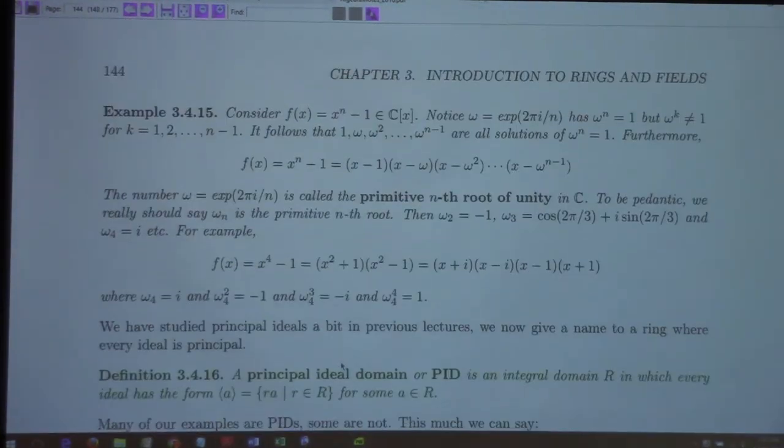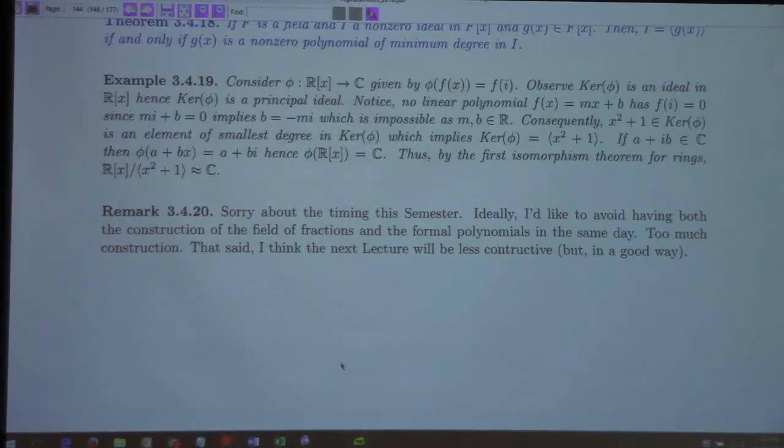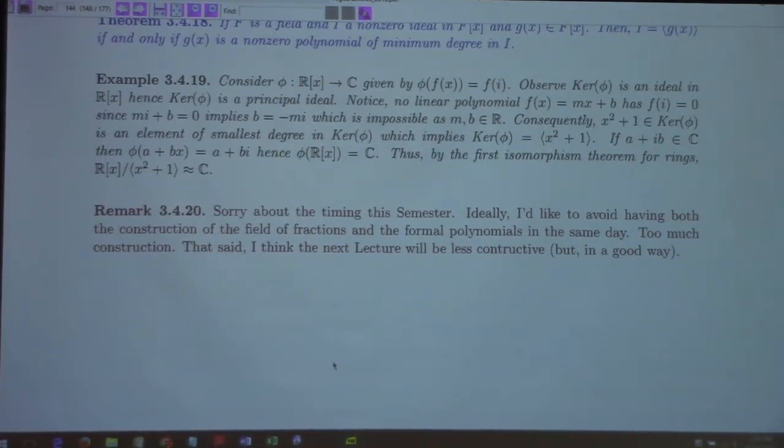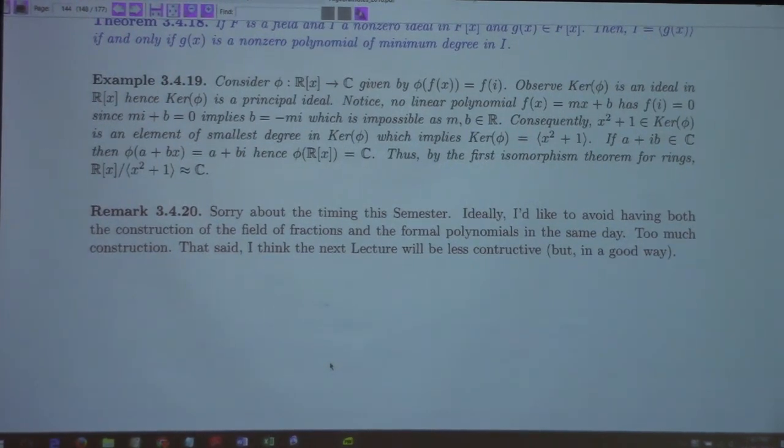So we got through, let's see here. That's not what's important. Oh, this, by the way, is an application of this remark over here.